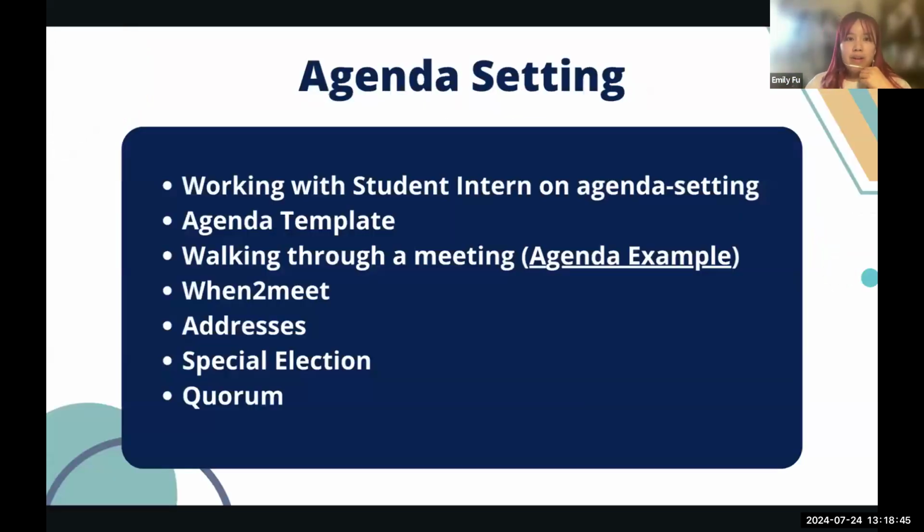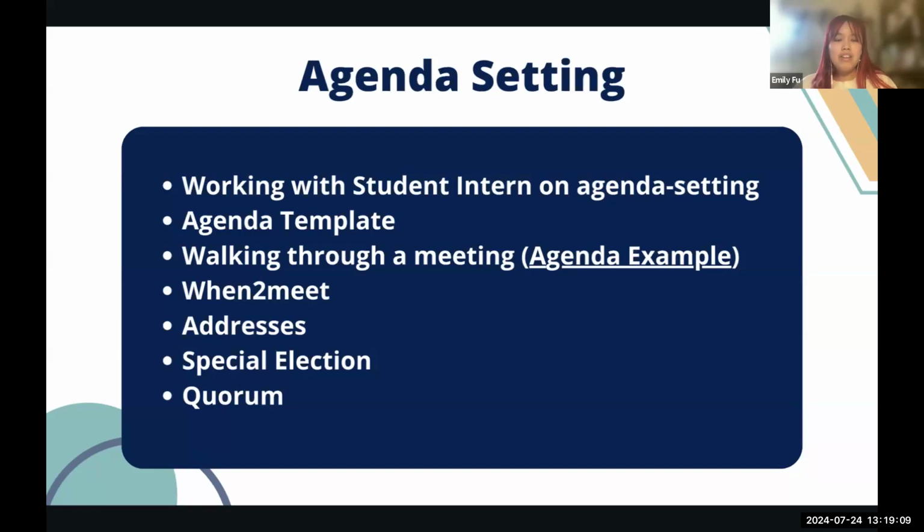So I'll be talking a little about agenda setting. If you need help with agenda setting, like filling out the agenda template, feel free to reach out to student interns, as student interns are trained on making these agendas and can help assist you. And I'll walk through a meeting after this.